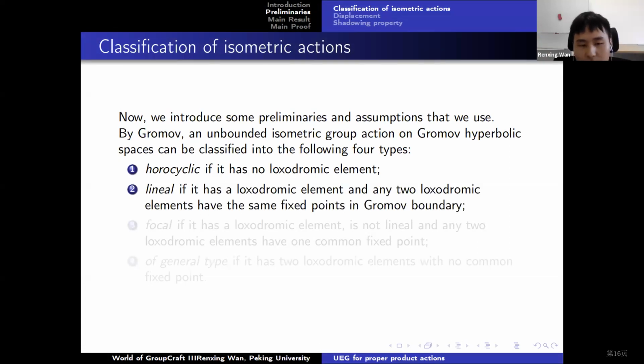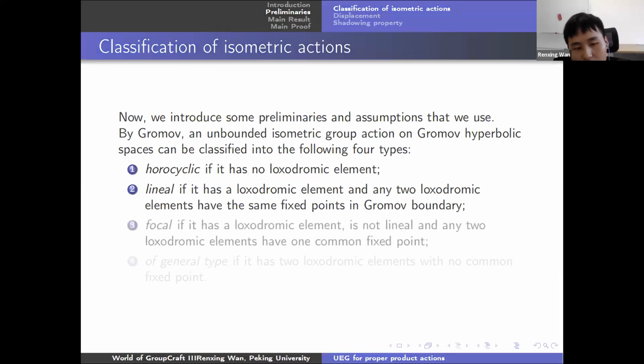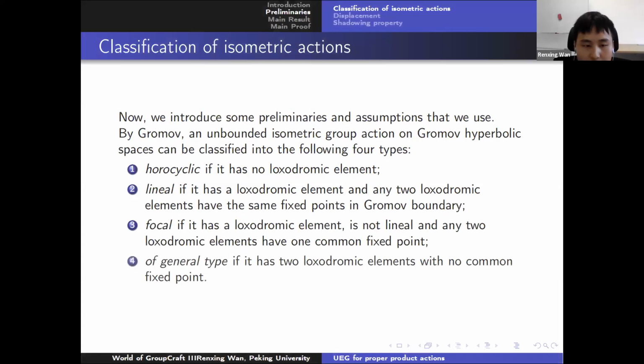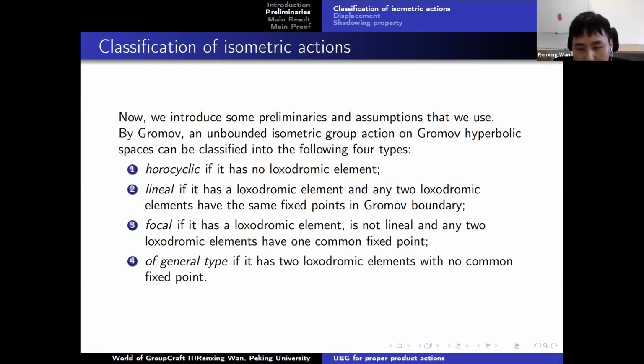The second type is lineal. It means that there is a loxodromic element, and any 2 loxodromic elements have the same fixed points in the boundary. The third type is focal. It means that it has a loxodromic element, and any 2 loxodromic elements have 1 common fixed point in the boundary, and it is not lineal. And the last is of general type. General type contains all the remaining cases, and in particular, it has 2 loxodromic elements with disjoint fixed points in the boundary.